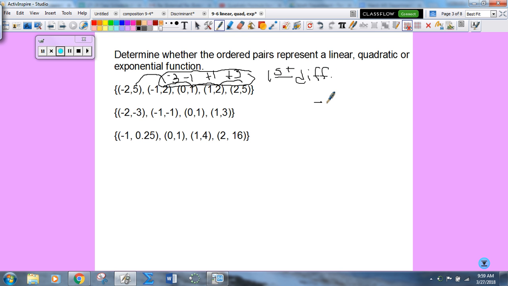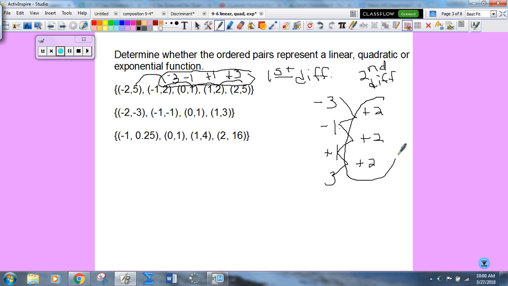So now if we take those values, and I'm going to write them vertically, if I take my first difference and I find what we call a second difference. So negative 3 to negative 1 I add 2, negative 1 to 1 I add 2, 1 to 3 I add 2. These, which I call my second difference, these are all the same. And because my second difference is the same, I know that that is a quadratic function. So the first one's quadratic.